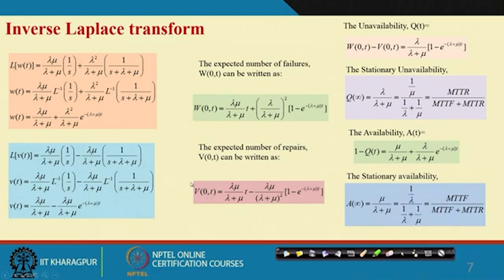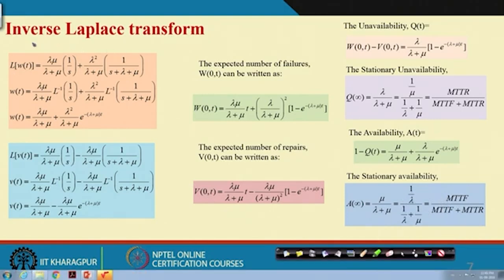This is the part. Now, you are doing the inverse. You see, inverse, this one we saw in the last slide. Now, we take the Laplace inverse, we will be getting this. L inverse of 1 by S is 1, L inverse of 1 by S plus lambda plus mu is e to the power minus lambda plus mu t. So, this is the fundamental equation for us.